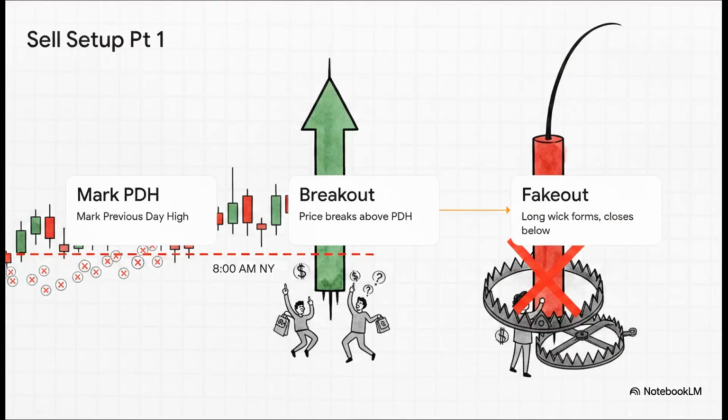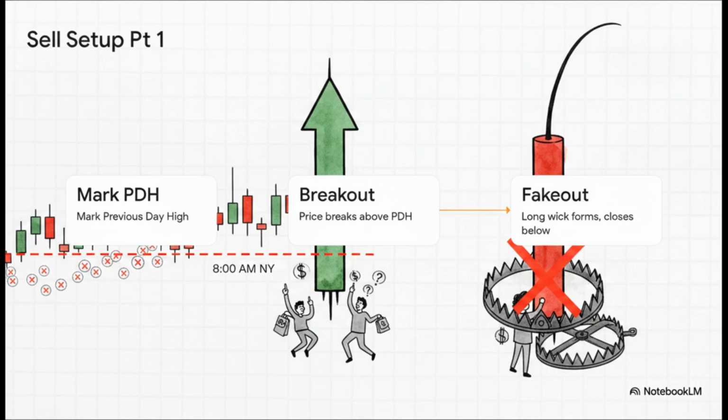Step 1. Before the New York session even opens, you draw a line at the previous day high, the PDH. This is the exact spot where retail stop losses are resting. Step 2, the 8 a.m. bell rings and you watch price aggressively push above that PDH. Retail is buying the breakout, literally volunteering to fund the market makers.